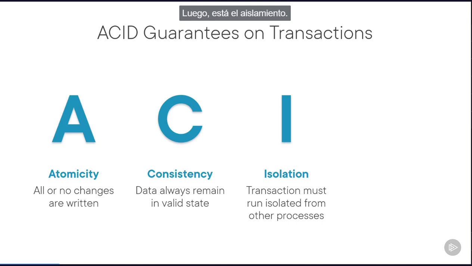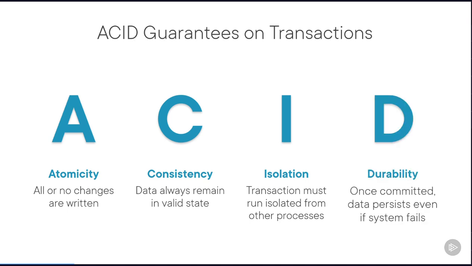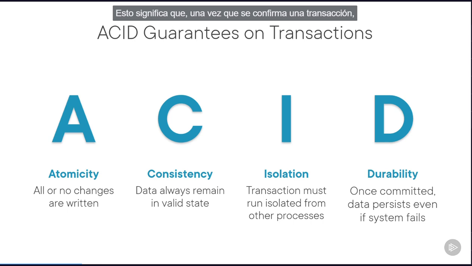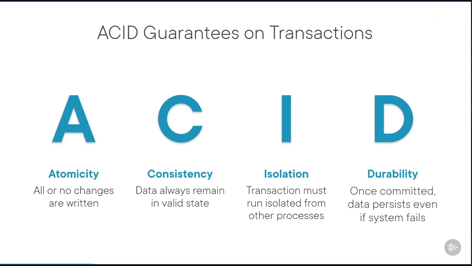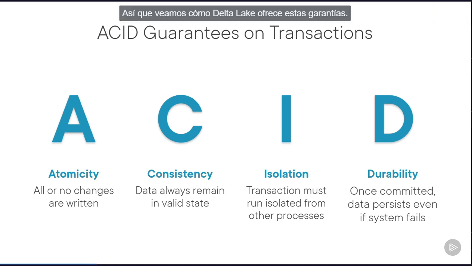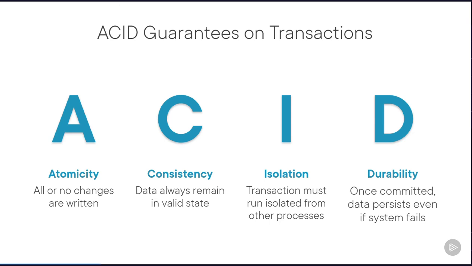Then there is isolation. Each transaction should run in isolation, and it should not be affected because of other transactions. And finally, there is durability. This means once a transaction is committed, the data should persist even if there is a system failure. So let's see how Delta Lake provides these guarantees.